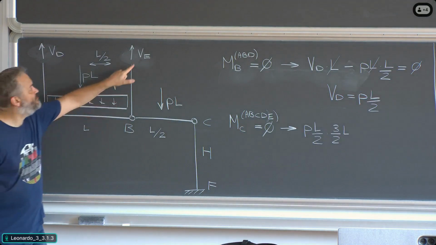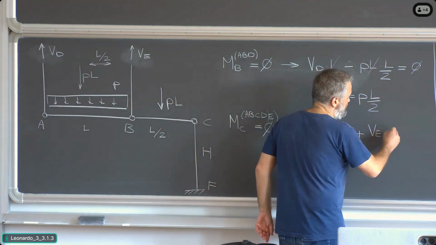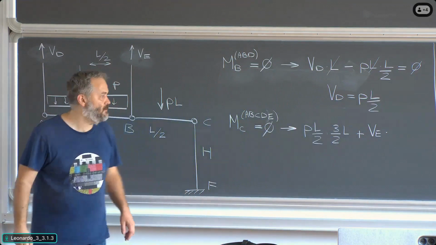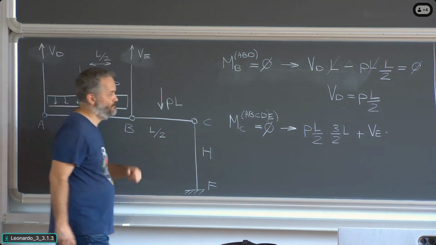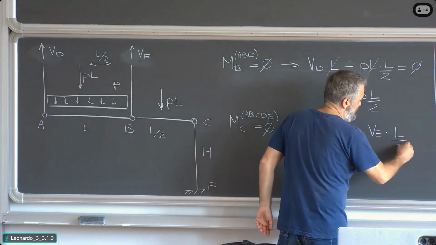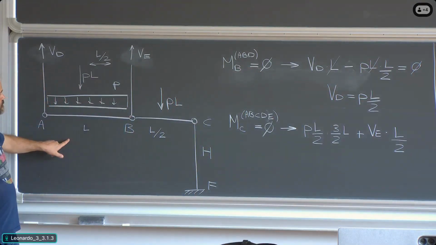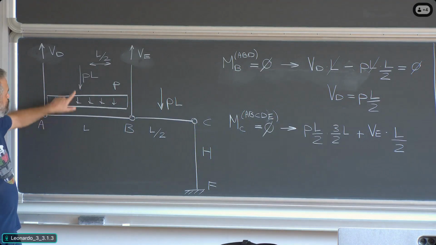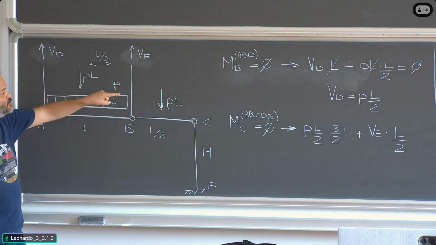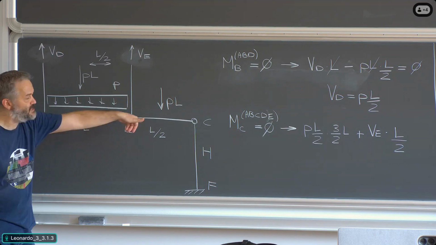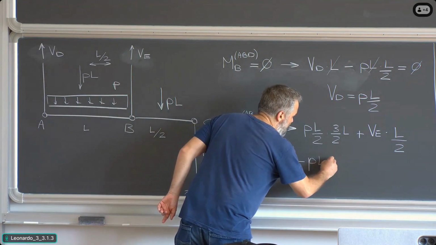Then we have VE clockwise plus VE times what is the lever arm of VE? It's the span of BC, which is L divided by 2. You see it here. So VE times L divided by 2. Okay? Then the contribution of the two loads. First span, PL, located at midspan. The distance to point C is L divided by 2 plus L divided by 2, so it's L. Minus, because it's counterclockwise, minus PL times L.